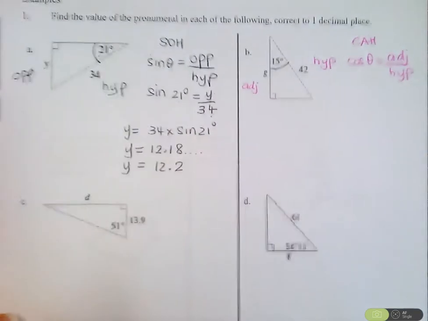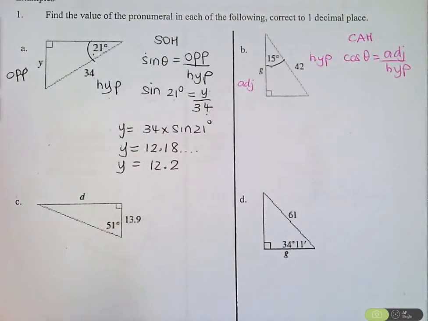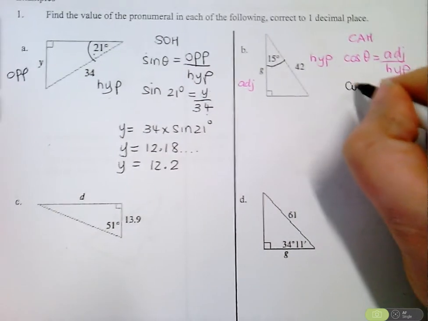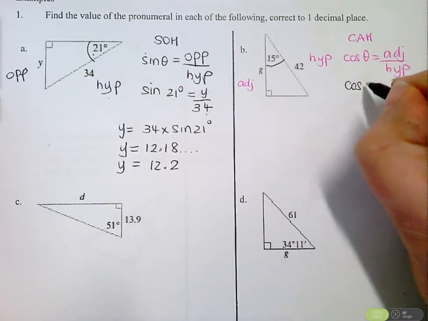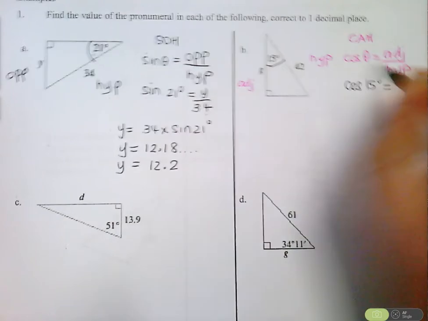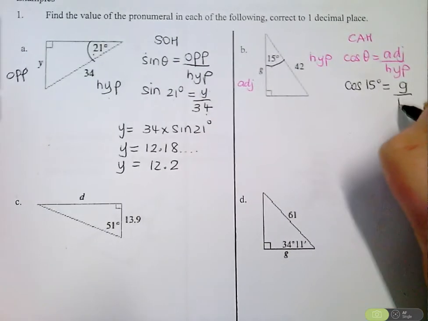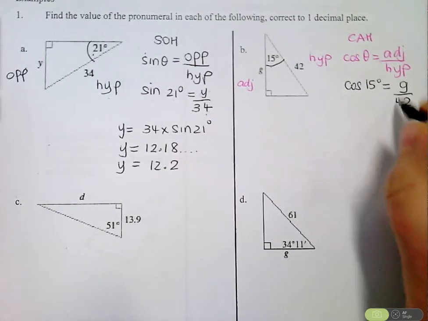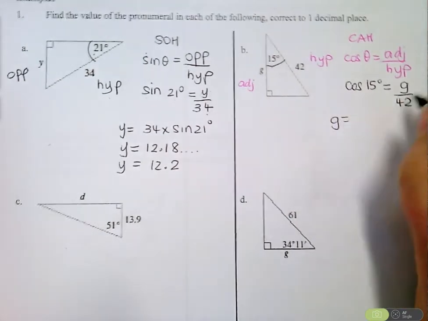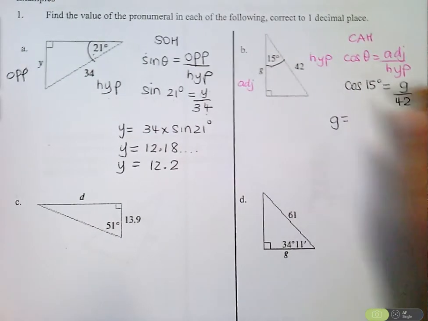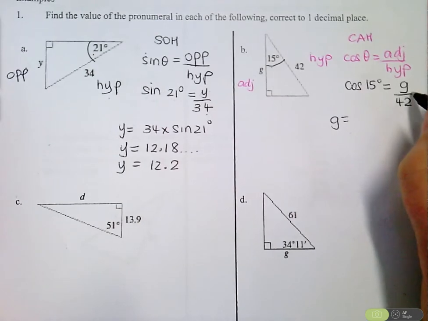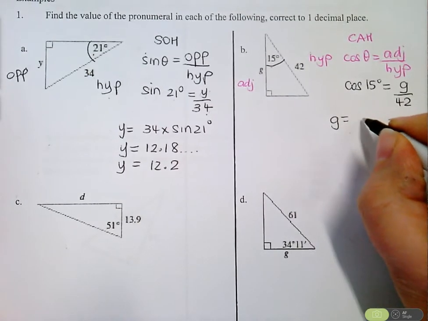Can you see that or not really? Because I'll do it in black. So cos of, and now we substitute, cos of 15, adjacent is G over 42. We're trying to work out what G is. G divided by 42 is cos 15. So opposite of divide by 42 will be times.